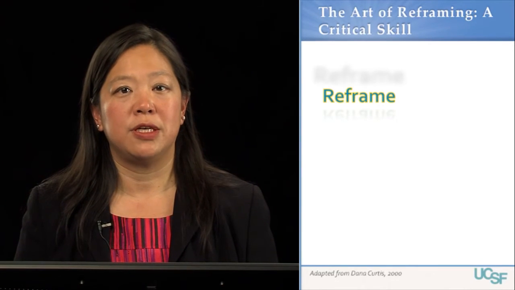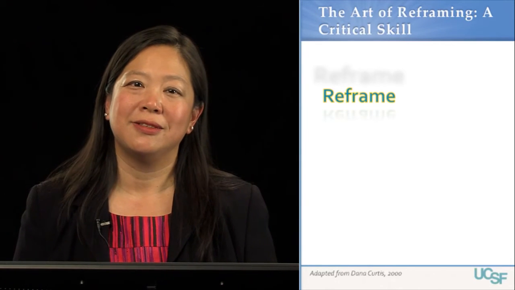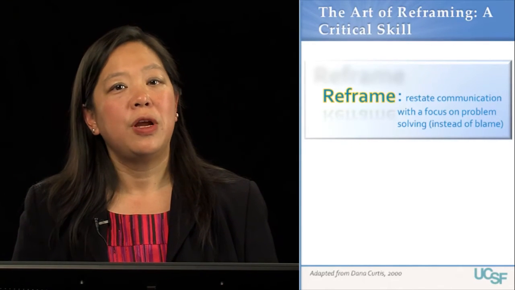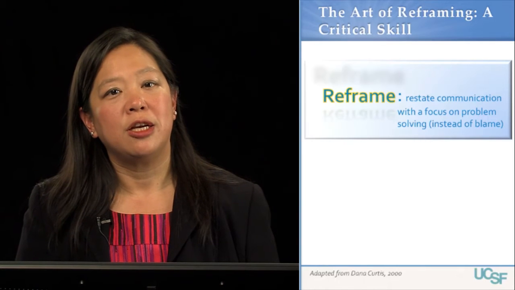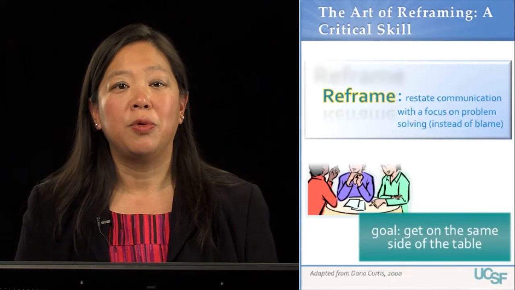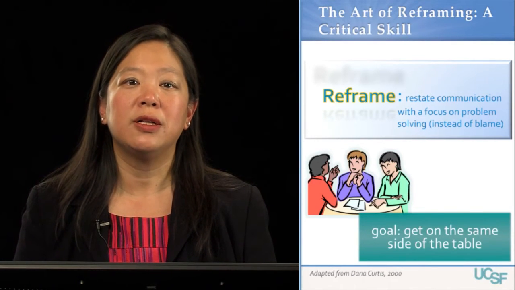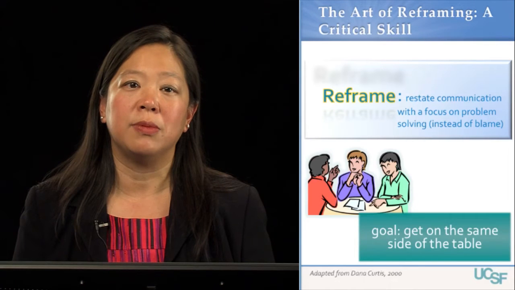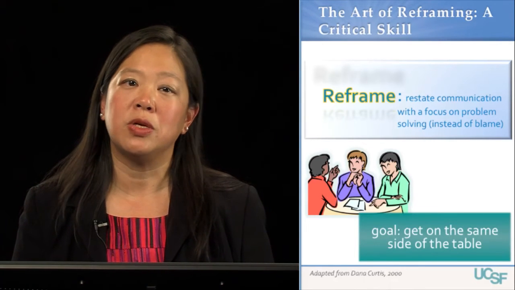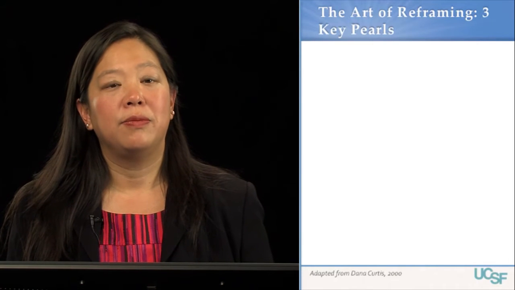The next critical skill is to reframe the conversation. This is as much of an art as it is a skill. Reframing is defined as restating communication with a focus on problem solving rather than blame. In brief, the goal of reframing is to get on the same side of the table and work collaboratively with the person to solve your problems or clear the misunderstanding between you. There are 3 key pearls on getting on the same side of the table.